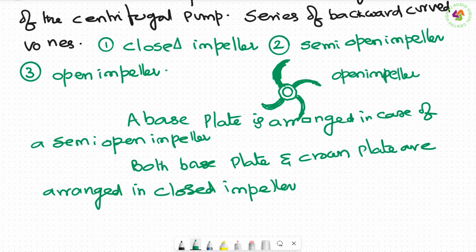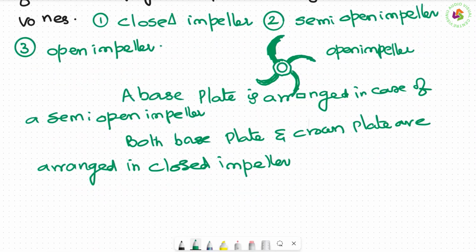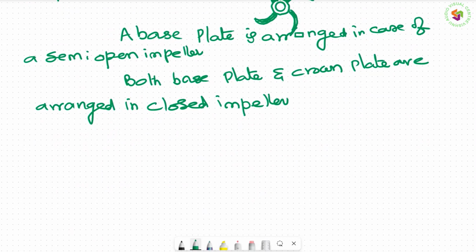Whereas in the case of viscous fluids, we may go for semi-open impellers. And in the case of liquids such as sewage, we will go for open impellers. So this is our basic discussion regarding impellers.